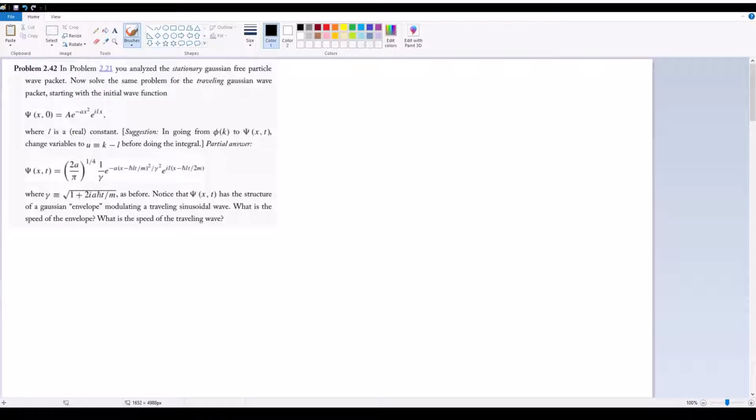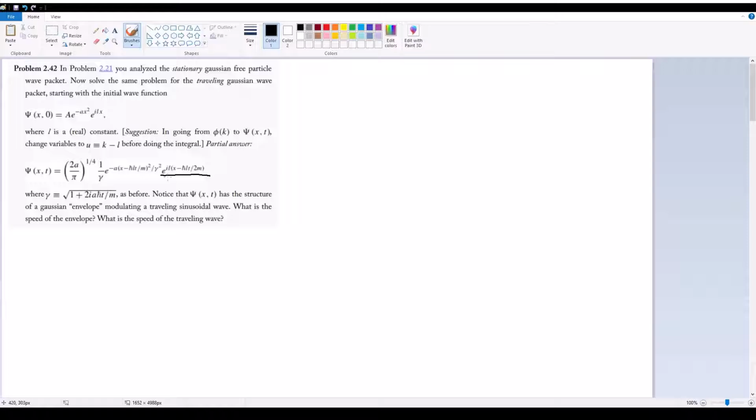And we're also given part of the answer, which is psi of x comma t in terms of the variable gamma, which is equal to the square root of 1 plus 2i a h bar t divided by m. And then finally, we're told that psi of x comma t has the structure of a Gaussian envelope modulating a traveling sinusoidal wave. What we mean by this is that there are two terms here, e to the i times a variable, which is a sinusoid.